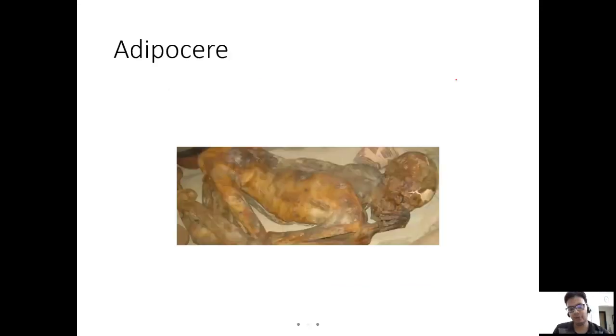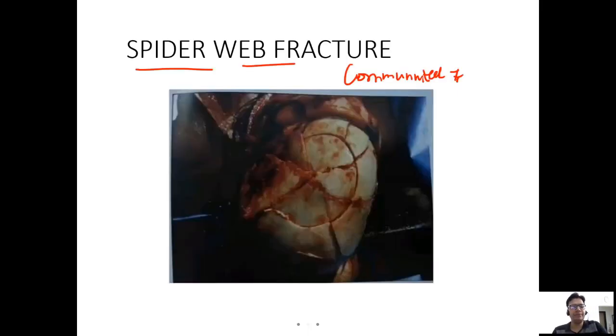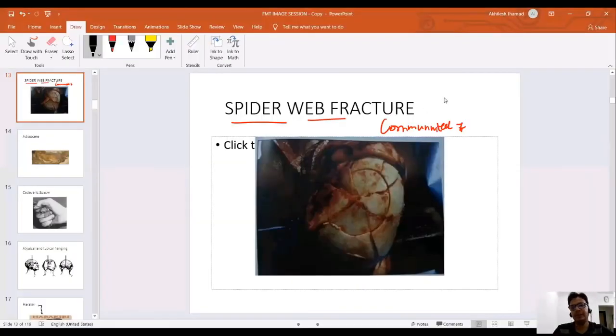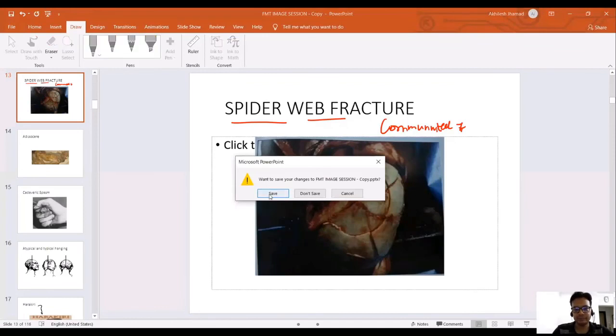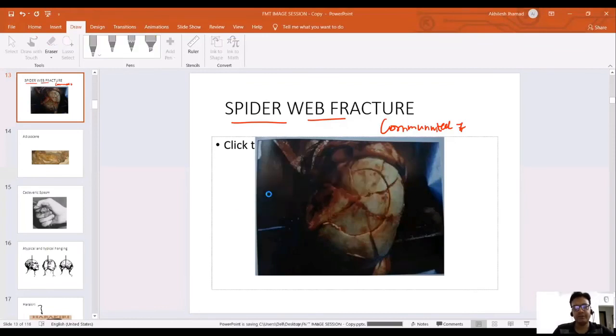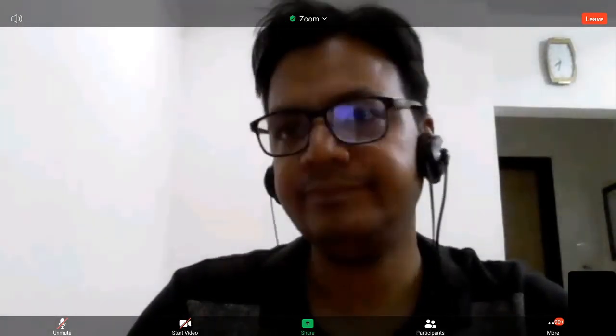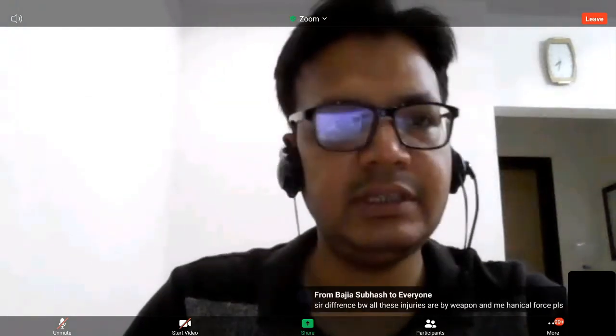This is also known as spider web fracture. This is a comminuted fracture. You will see it looks like a spider web. This is known as spider web fracture. Now, sir, just a rapid revision. You will see.